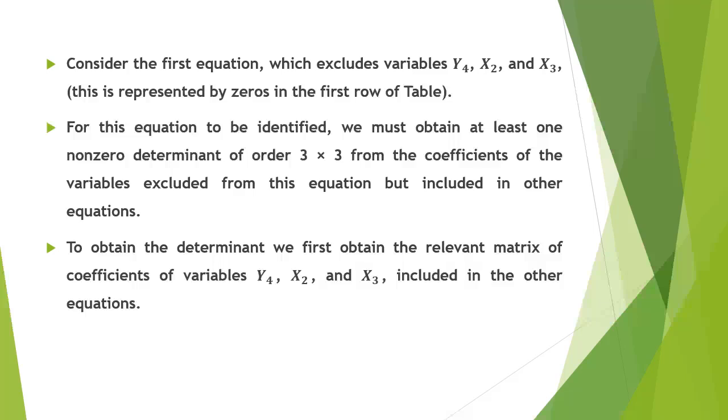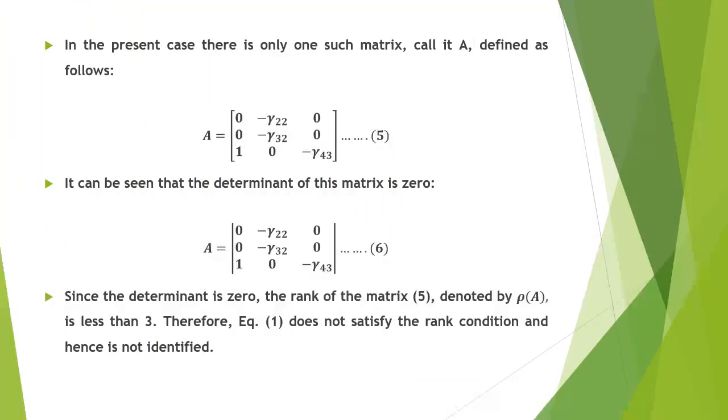non-zero determinant of order 3 by 3 from the coefficients of the variables excluded from the equation but included in other equations. To obtain this determinant, we first obtain the relevant matrix of coefficients of variables y4, x2 and x3 included in other equations. In the present case, there is only one such matrix. We can call it matrix A.